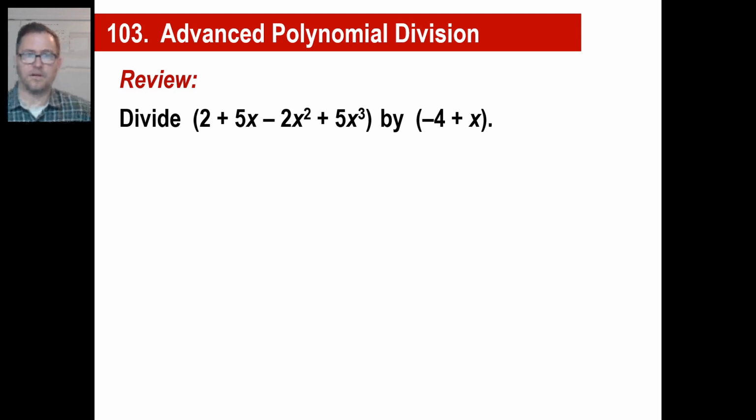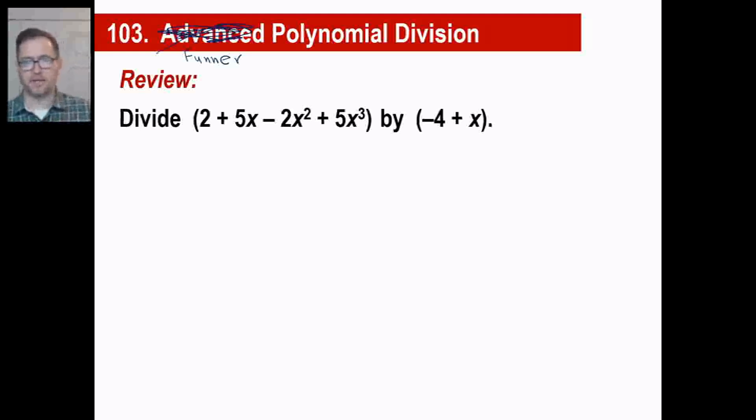Hey y'all, let's take a look at polynomial division, and there's a dirty word there, advanced. Let's move that, unless it's a spelling error. It should have read like this: funner. Polynomial division, as if it couldn't get any more fun. But it can, as you'll see in just a second.